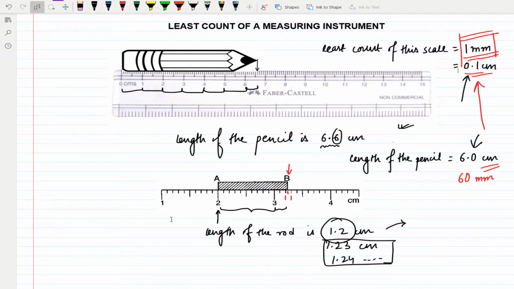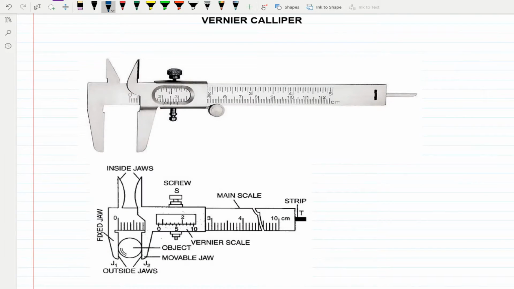So in order to overcome the limitation of this meter scale, instruments were made, and one of those instruments is a vernier caliper. We have another instrument called the screw gauge, which we will discuss later on, but in this lesson today we'll be discussing the next instrument for measuring length, which is a vernier caliper. The least count of this vernier caliper is 0.01 centimeter. That means it has two decimal places after it.